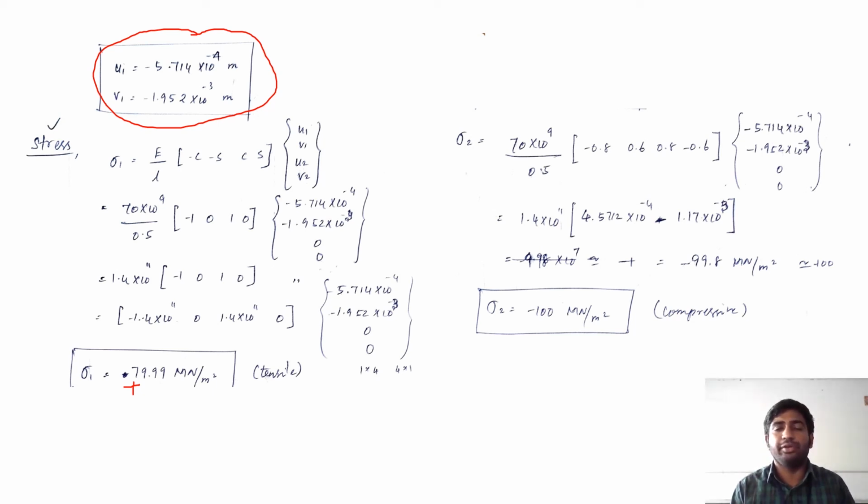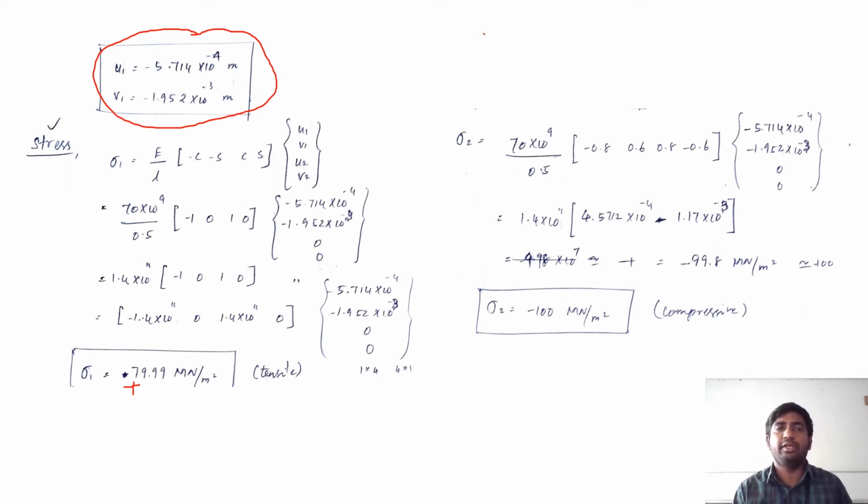Similarly, we are going to calculate the stress in element 2. After applying the formula and substituting the values, the final value is minus 99.8 meganewton per meter square, approximately taken as minus 100. So here the nature of stress is compressive.